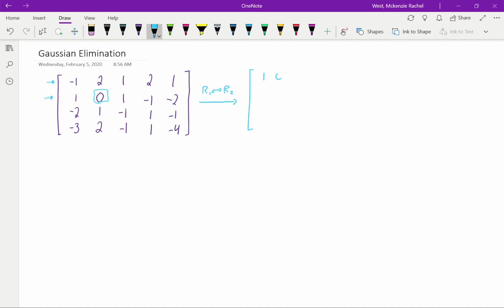So we get 1, 0, 1, -1, -2 in the first row, and the second row becomes -1, 2, 1, 2, 1. And then the third and fourth rows are going to stay the same. 1, 2.